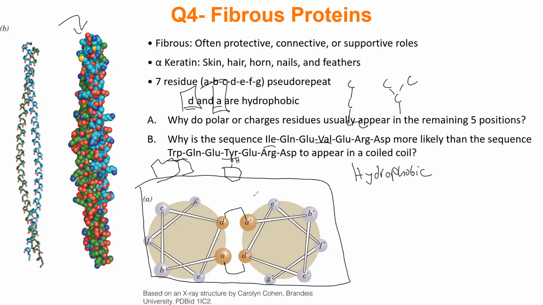So any questions about our fibrous protein or anything at all so far? Yeah, W, tryptophan. T is threonine. All right, if there are no questions, we can move on.